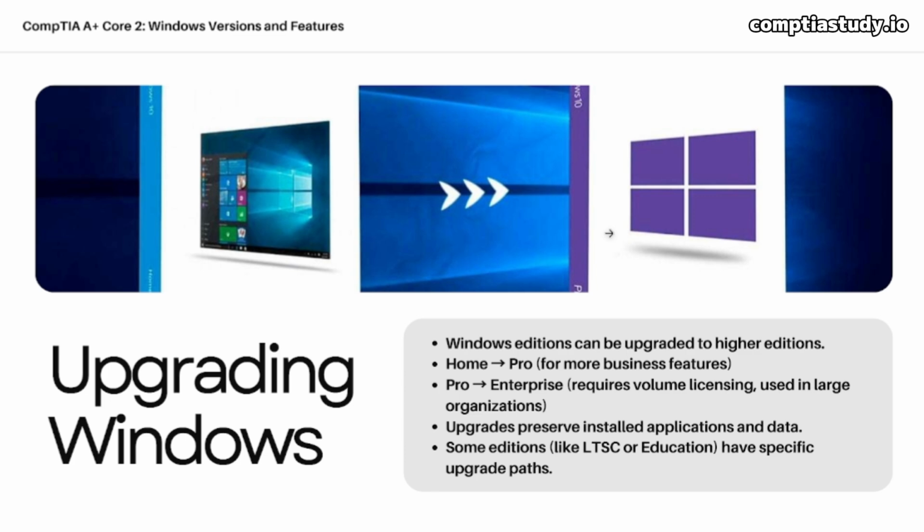In business environments, systems running Windows Pro can also be upgraded to Windows Enterprise. However, Enterprise upgrades usually require volume licensing, as we touched upon before, through an organization. The key advantage of Windows upgrades is that they typically preserve installed programs, files, and user settings, so you don't have to go back and redo all of these things again.